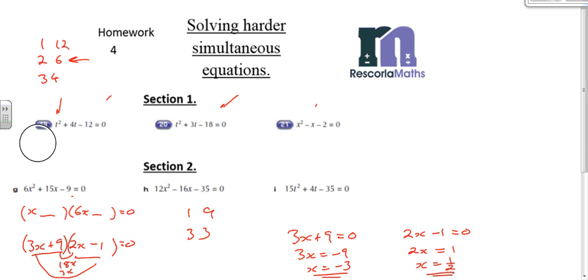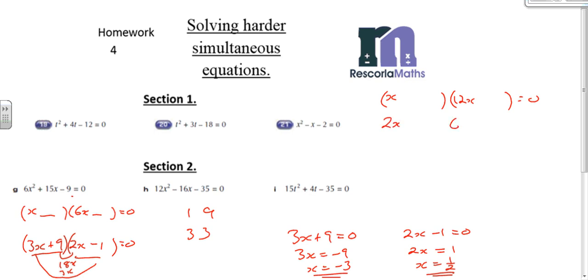Let's have a look at question H now. You can either have x times 12x, you could have 2x times 6x, or you could have 3x times 4x. And you've got to multiply two numbers together to make 35. So you can have 1 and 35, you could have 5 and 7. And then the numbers have got to simplify to make minus 16x.